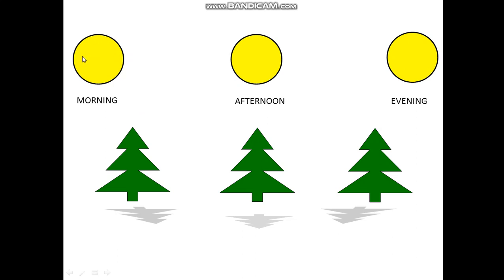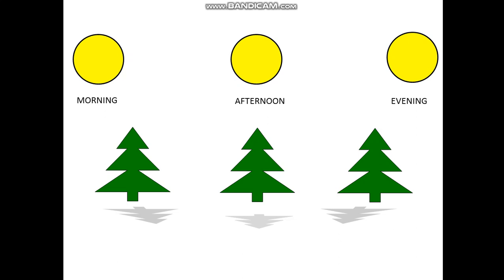If the luminous object is at the left side, the shadow will be formed at the right side. If it is directly at the top, then the shadow will be at the bottom. If it is at the right, then the shadow will be at the left side.